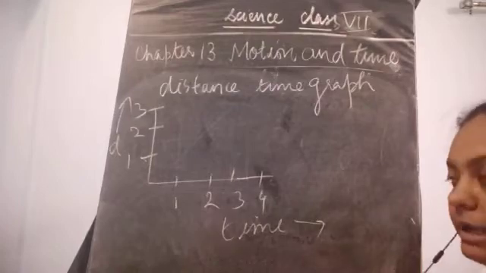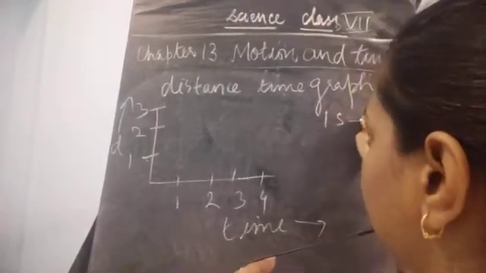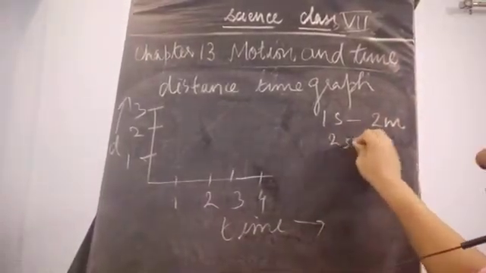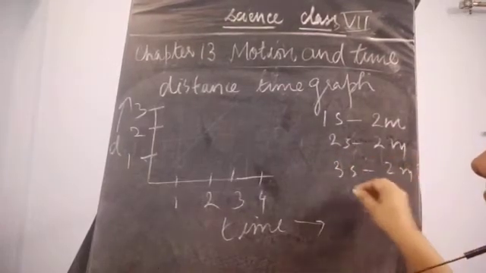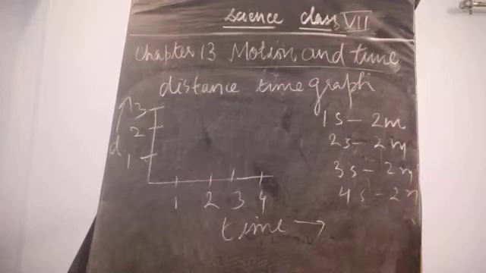Now, for example, at 1 second the distance traveled is 2 meters. In 2 seconds, the distance traveled is 2 meters. In 3 seconds also, 2 meters. At 4 seconds, the distance traveled is 2 meters. How will you draw the graph for this?